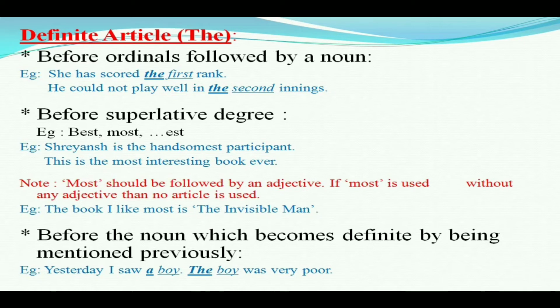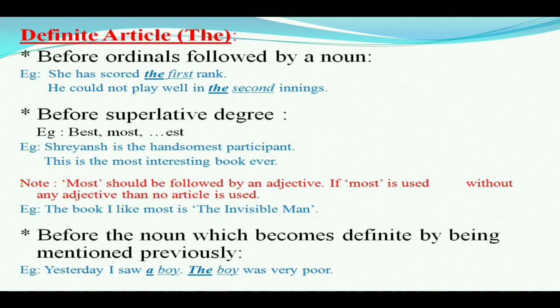Here, the word handsome has been used in its superlative degree, handsomest. Therefore, we use the. This is the most interesting book ever. In that case, the word interesting has been used in its superlative degree, most interesting. So we use the. But remember one thing: most should be followed by an adjective.